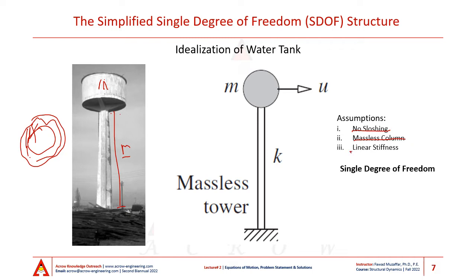Again, we are considering the linear response of the structure subjected to lateral loading. And again, this structure can be idealized as a single degree of freedom structure because all you need to know is your lateral displacement of the mass, and since the column is assumed to be axially inextensible, there will be no vertical movement of the mass, right? So this is also an example of a single degree of freedom structure that can be analyzed easily.